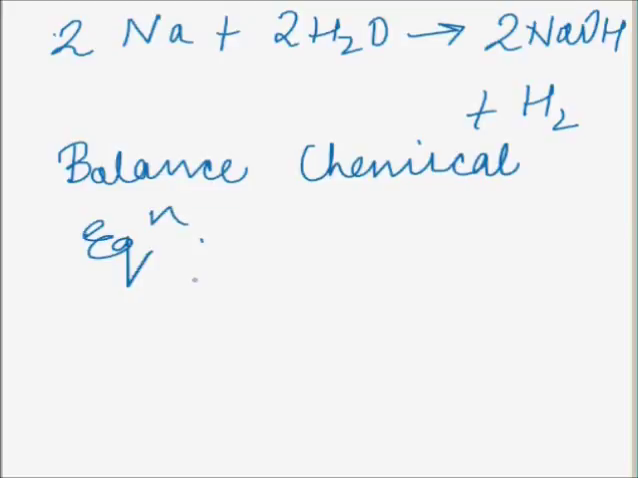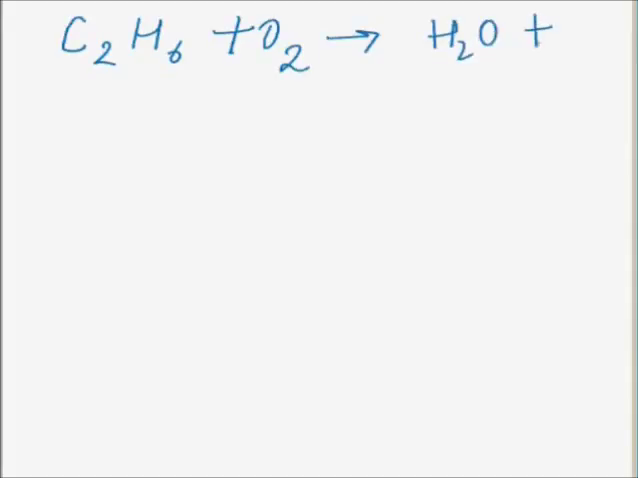Now let us take another example. In this example, there is a reaction between ethane and oxygen. So what is the chemical formula of ethane? C2H6, and it is reacting with oxygen. It will give H2O plus CO2.